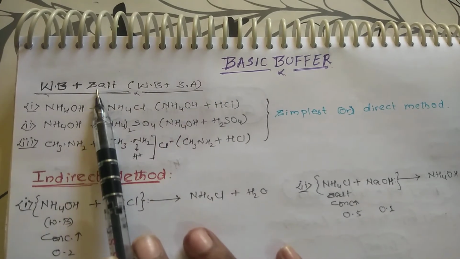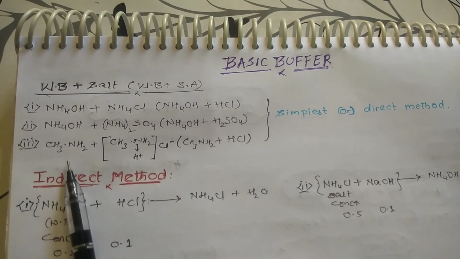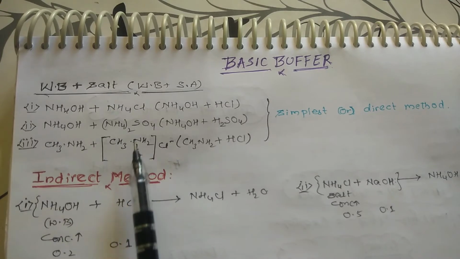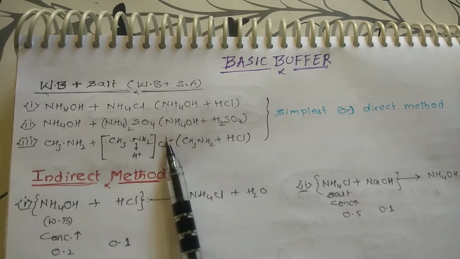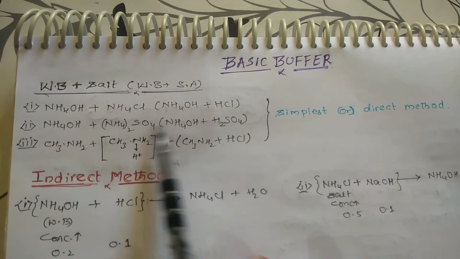Whatever salt is formed, that is called the salt. It is used in the formation of the basic buffer. So CH3NH2 plus CH3NH3+ Cl-. Here it is the weak base, and this comes from the strong acid. So this is the direct way of representation.